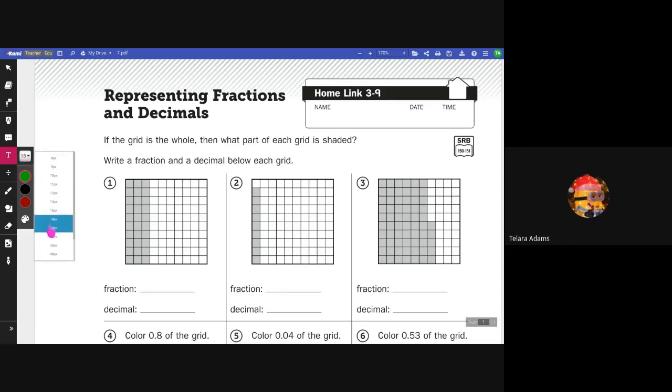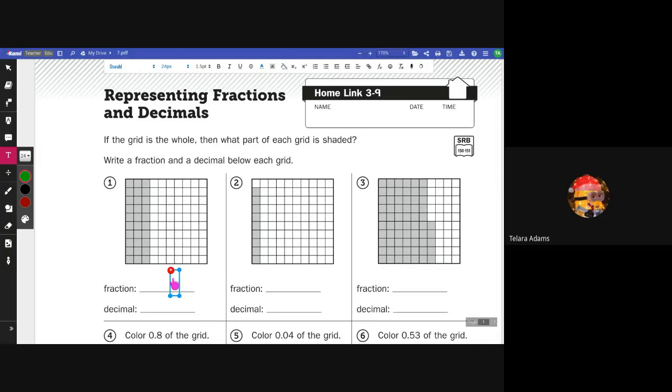Let's start with the fraction. First, I'm going to write my denominator. My denominator is how many pieces I have. How many pieces do I have on this entire grid? How many little squares? Yes, 100. We know that's a base 10 block for 100. 100 is my denominator because it tells me the total number of pieces that I have.